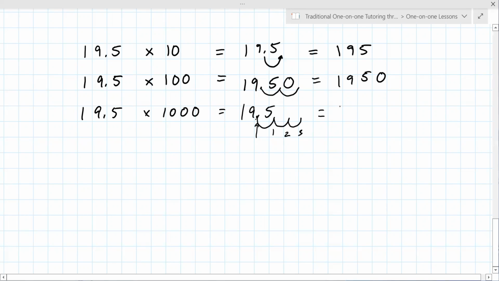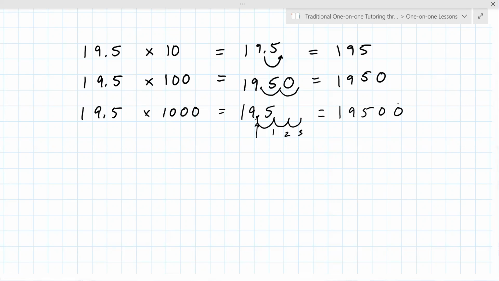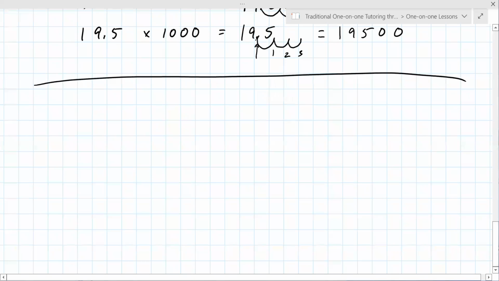Okay, so what is your final answer here? 19,050. So you've got to be careful, because you probably had the right numbers. Okay. Let's have you try one on your own here. Let's have you try 0.51 times 1,000.